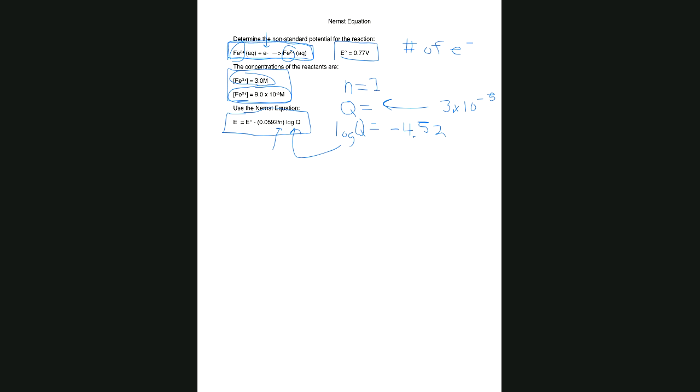So if we fill in our numbers, the value for E is 0.77. We're going to subtract from that 0.0592, and N is 1, so it's really just going to be 0.0592. And then we're going to multiply that times the log of Q, which is the negative 4.52. So what do you guys think is the final answer then?